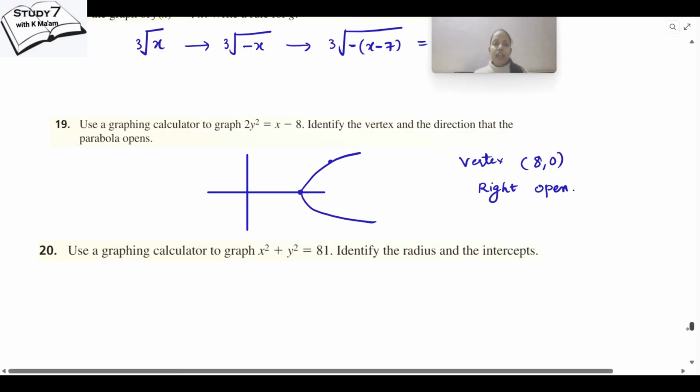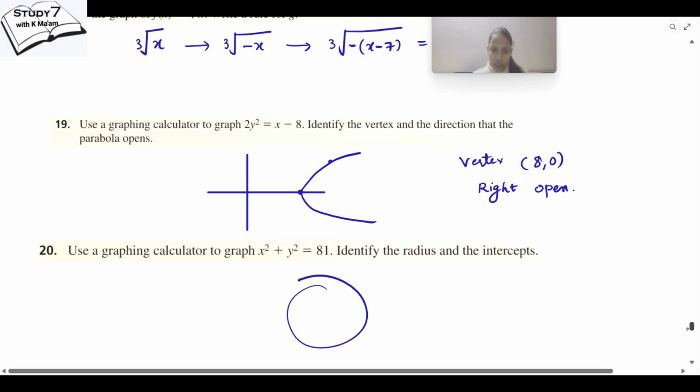Now we have a next question. It says use graphing calculator to identify the radius and intercepts. This is the equation of a circle with center at (0, 0) and radius squared. The square of the radius is 81. If the square of the radius is 81, so the radius will be 9.